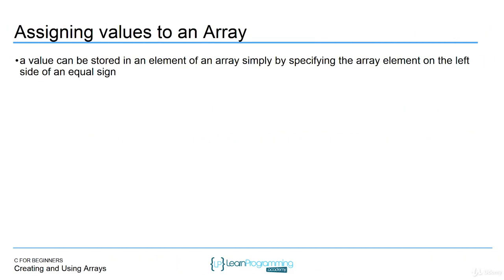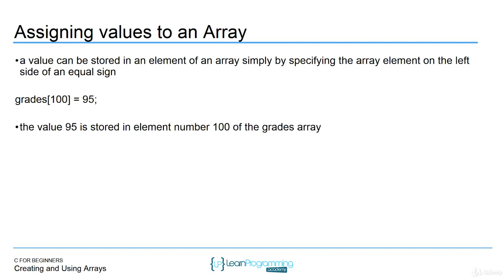If you want to write data to an array, it's very, very simple. You're basically just going to use the index. So a value can be stored in an array element simply by specifying the array element on the left-hand side of the equal sign, and then using the brackets to specify the element that you want to write to. In this example, we have an array named grades. We don't know what size it is. It's got to be bigger than 100, or else we'd have an array out of bounds here. But in this example, we're saying grade sub 100 is equal to 95. The value 95 is stored in the element number 100 of the grades array. Very simple. You just specify the index, and then whatever value you want to assign, you do.